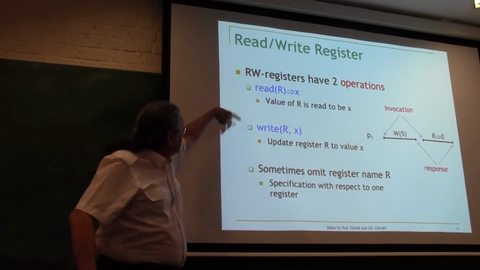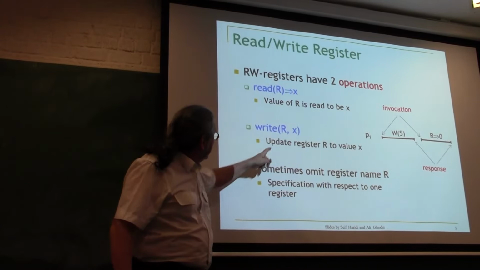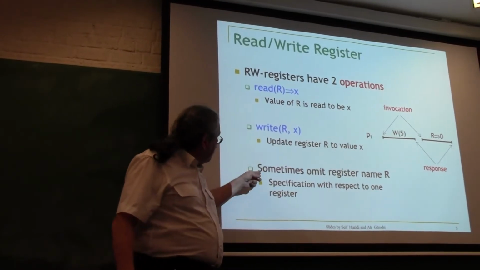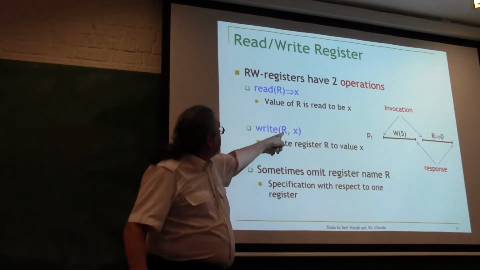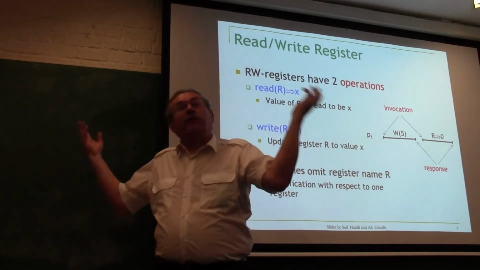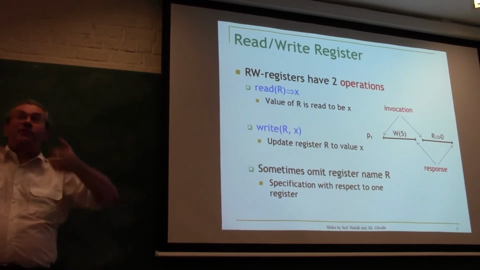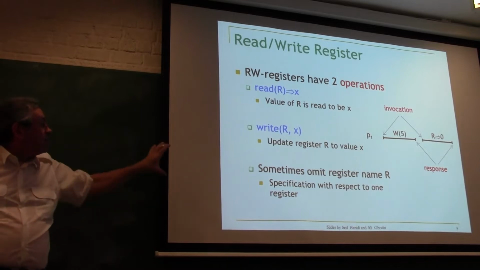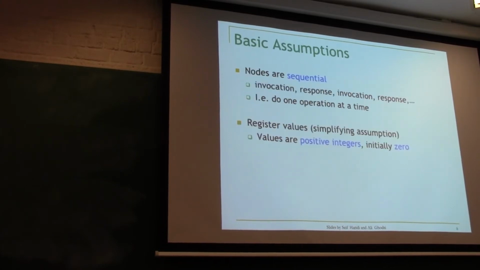Today I'm going to give you lots of algorithms for this simple thing. Here is register R, but usually I'm going to have only one register, so I won't even give the name of the register. I'll just have read and write. You can imagine there are millions of those, objects and databases and whatever, but I'm just going to give you read and write of one register. That's the basic idea.